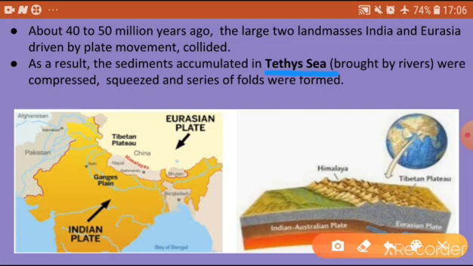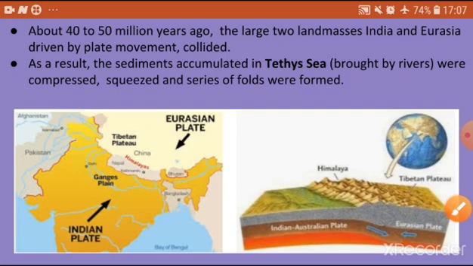So what happened to this Tethys Sea? These sediments were compressed. That means how were they formed? Brought by rivers. But what happened to these? These were compressed, squeezed, and series of folds were formed. So the sediments in the Tethys Sea were compressed, squeezed, and series of folds were formed.